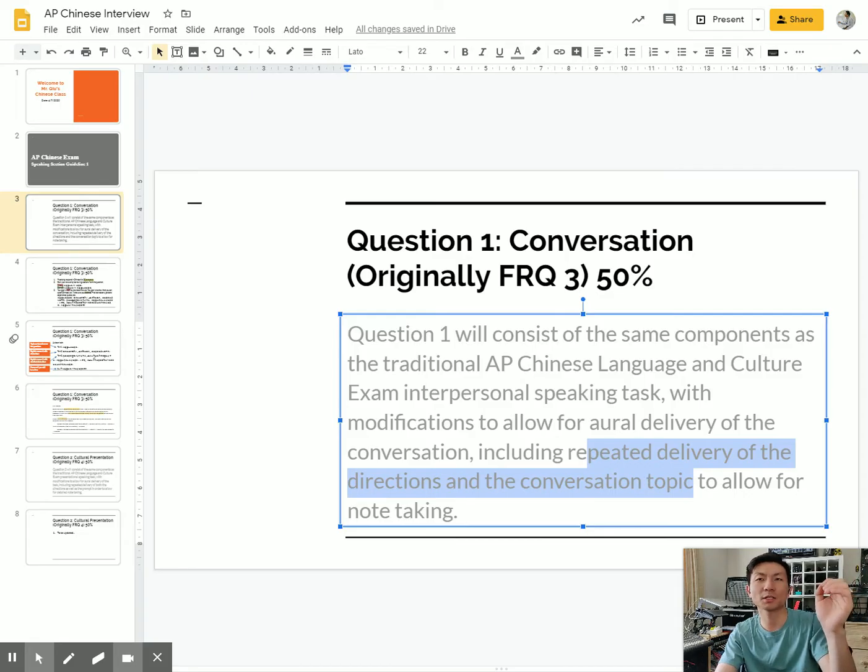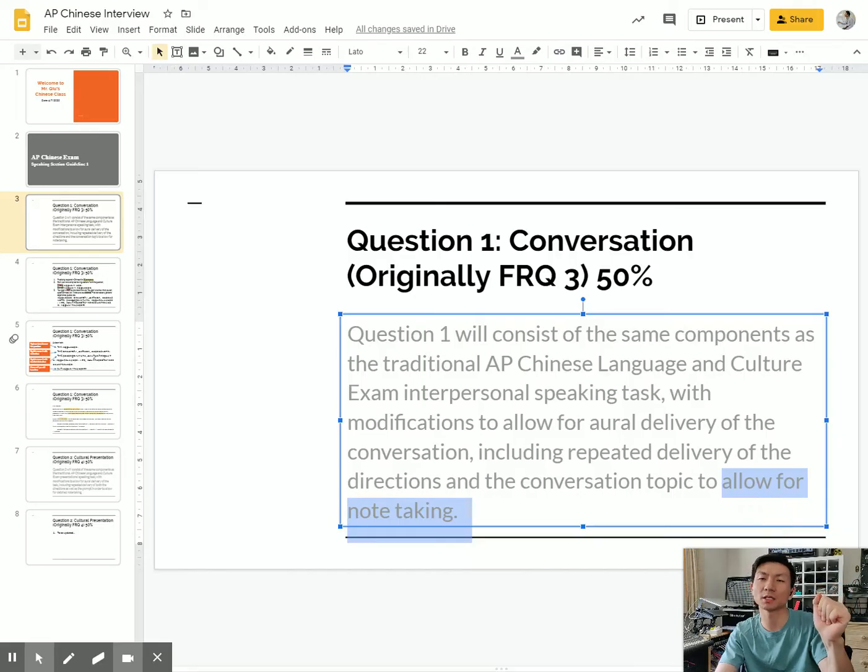And the second part is that note taking is allowed. In the past, there was no pause after they played the question. You're just supposed to respond right away. I don't know what they mean by note taking. Maybe you're supposed to take notes while they are saying a question, or maybe they are going to give you a pause after they play the question? So these are some of the things we might need to look out for.